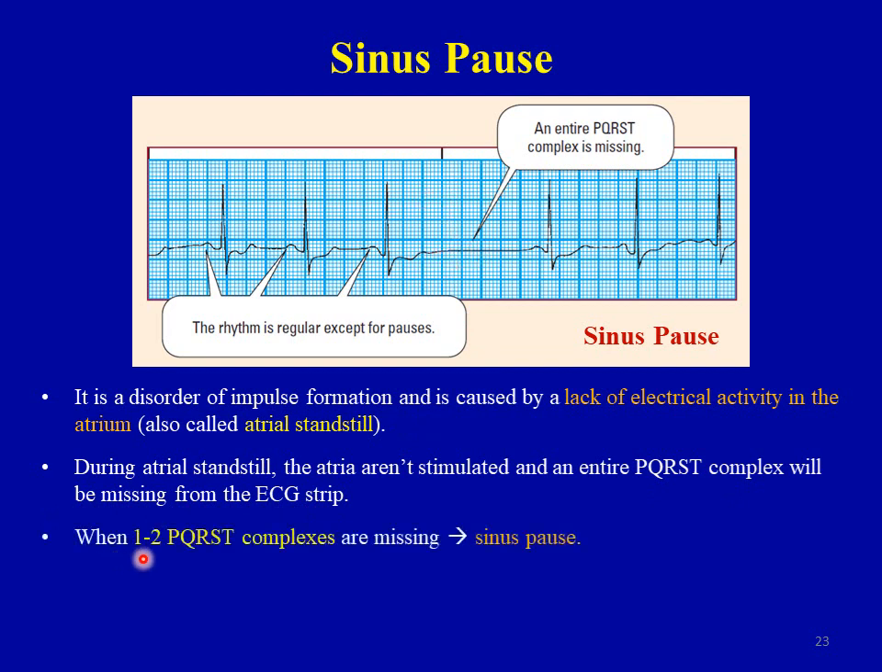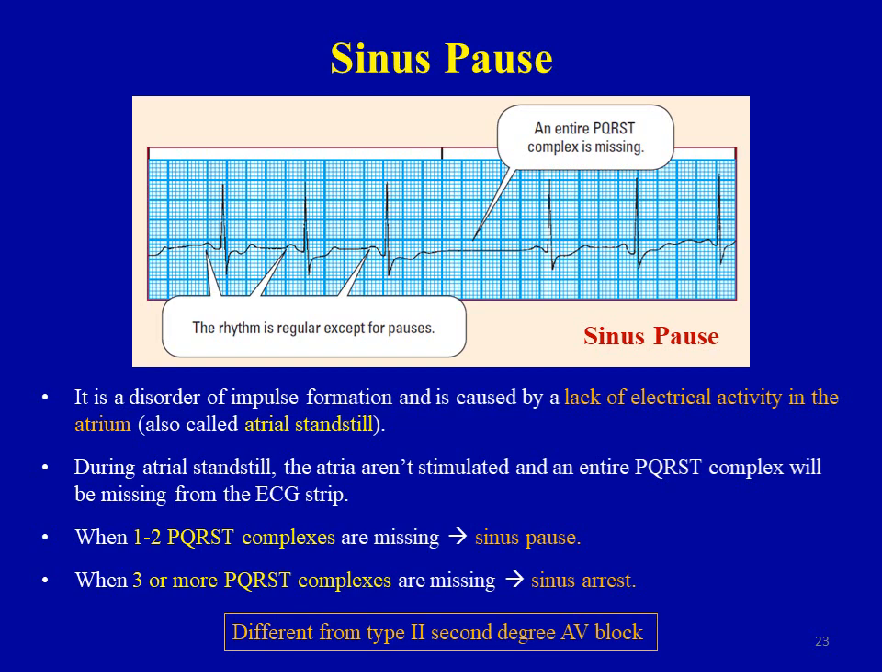If we have 1 to 2 PQRST complexes missing, here we have 1, but even if we have 2, we call this sinus pause. If we have more than 2, which means 3 or more PQRST complexes that are missing, we call the condition sinus arrest. So in terms of concept, they are the same, but it depends on how many PQRST complexes are missing. Then we have either sinus pause when 1 or 2 complexes are missing, or sinus arrest when we have 3 or more complexes missing.